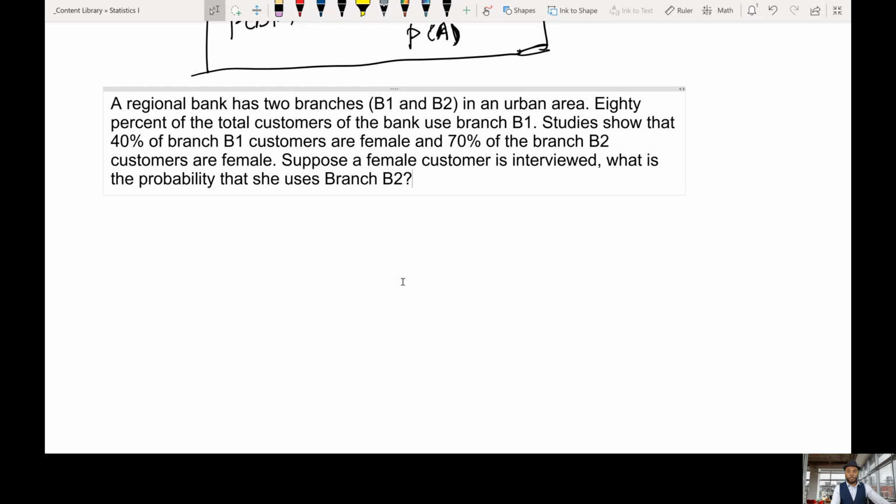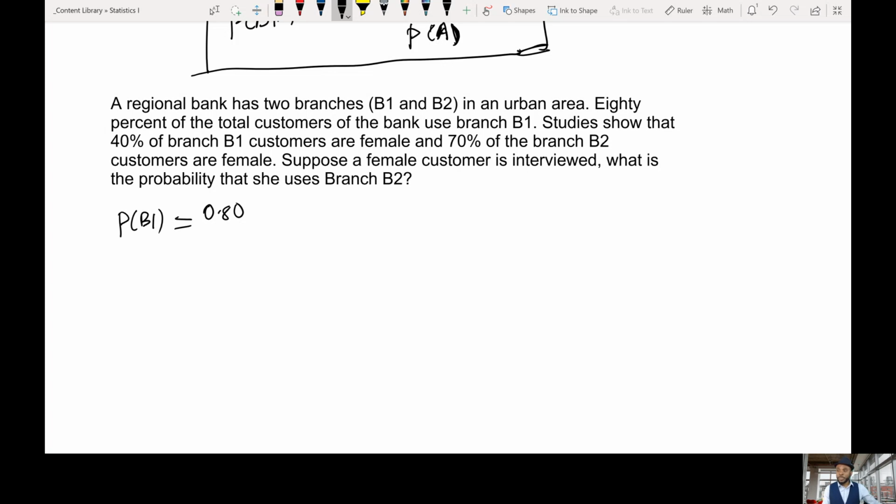Okay, so this is the problem given to us. The first thing we need to do is convert this word problem into symbols. For example, what's the probability of B1? We said 80% of total customers of the bank use branch B1. So 80% is equal to 0.80. The probability of B1 is 0.80.